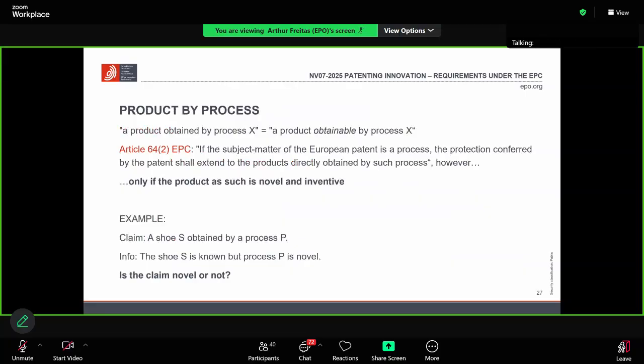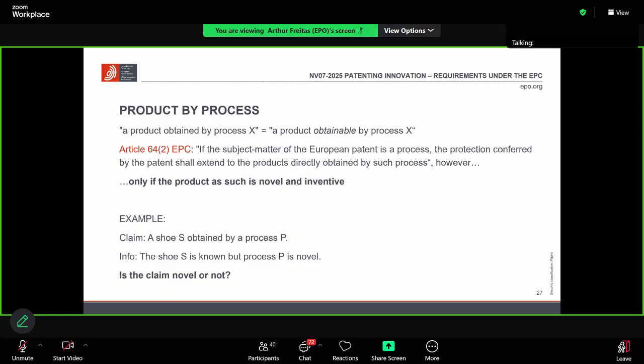All right, then we have product by process. Product by process essentially is also something we have to read very broadly. So product by process is a process that will result in a product, and we're claiming in that way. It's not a normal way to claim a product or a device, but it comes every now and then. So when we read a product obtained by a process, what we should really read broadly is a product obtainable by that process, but it can also be obtained by other processes. What we're claiming protection for is the product.